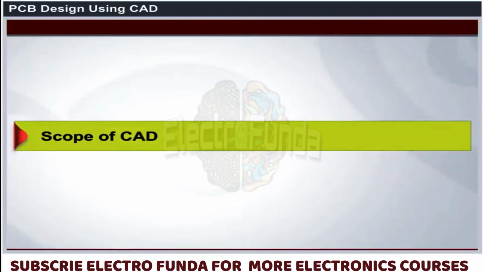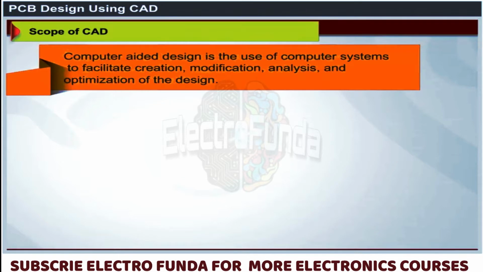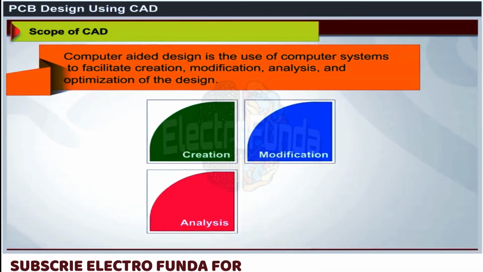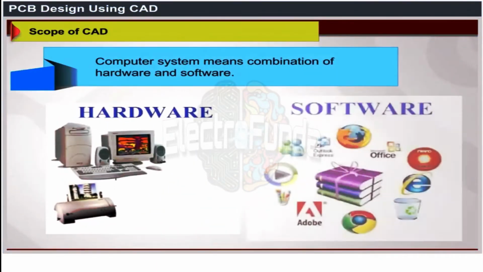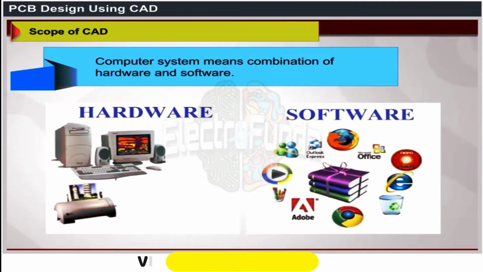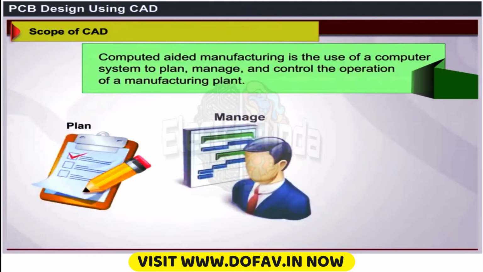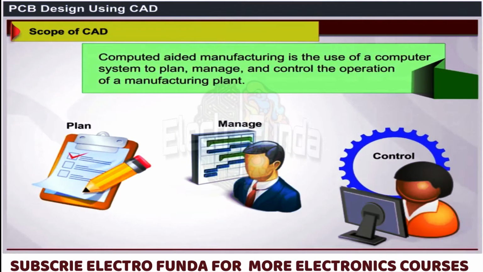Scope of CAD. Computer-aided design is the use of computer systems to facilitate creation, modification, analysis, and optimization of design. Computer system means a combination of hardware and software. Computer-aided manufacturing is the use of computer systems to plan, manage, and control the operation of a manufacturing plant.